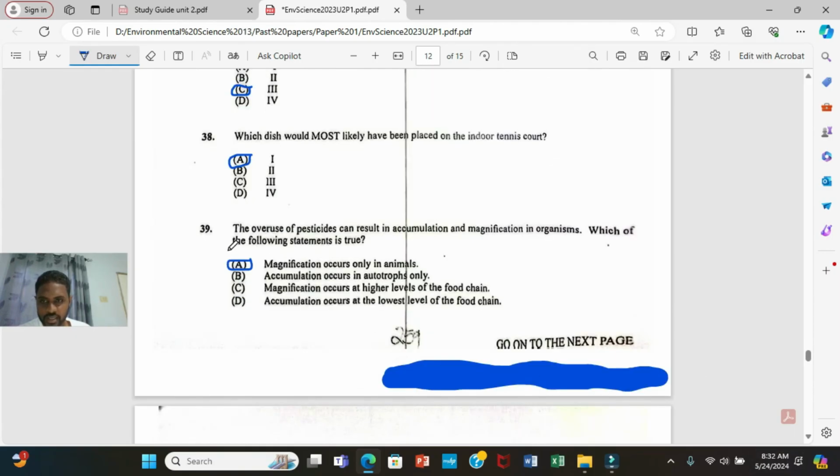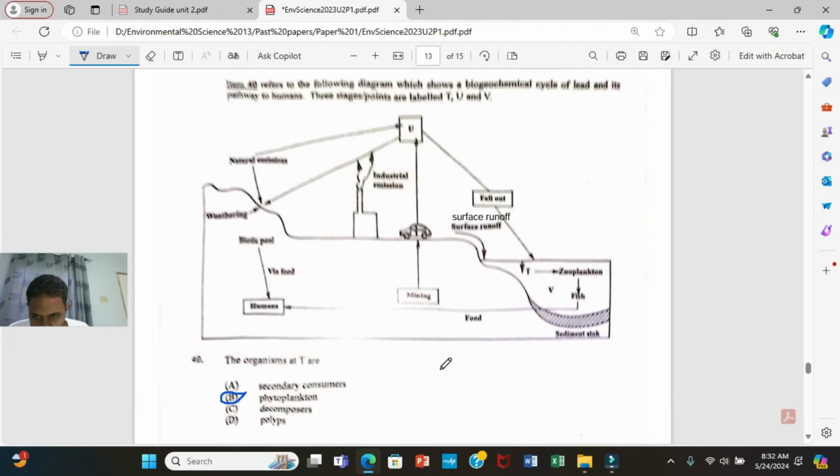All right, 39 says the overuse of pesticide can result in accumulation and magnification in organisms. Which of the following statements is true? The answer is A. Magnification occurs only in animals. In this diagram, guys, it says the organism at T, which T is right here. All right, so this is in water. These are zooplankton, and this here is fish. And surface runoff, so water runoff from the land into the river.